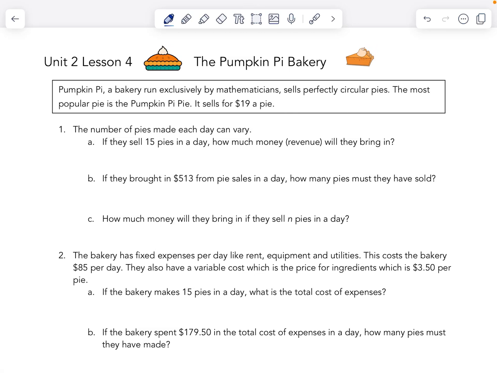So today we're looking at a pumpkin pie bakery. The pumpkin pie bakery sells perfect pies for a popular pumpkin pie. It sells for $19 a pie. So if they sell 15 pies a day, how much money would they bring in?